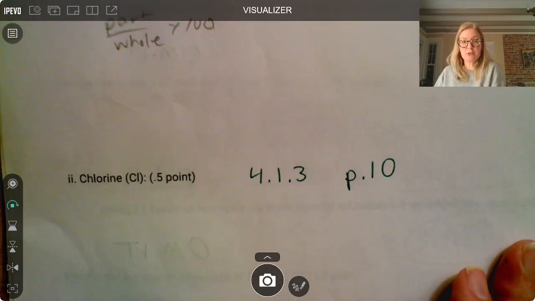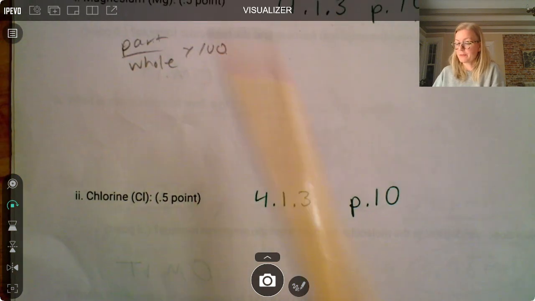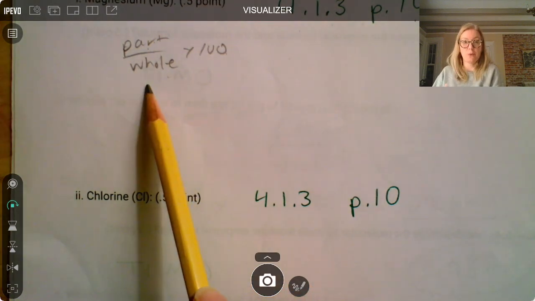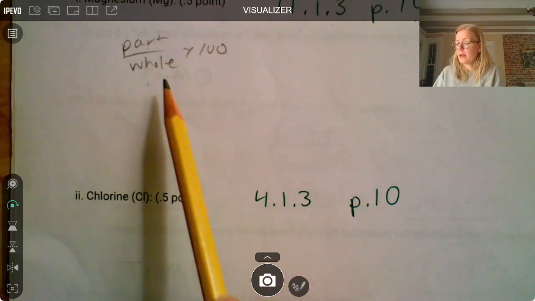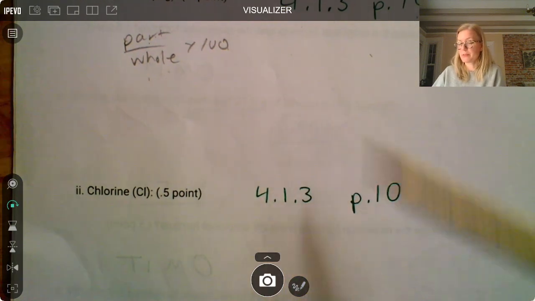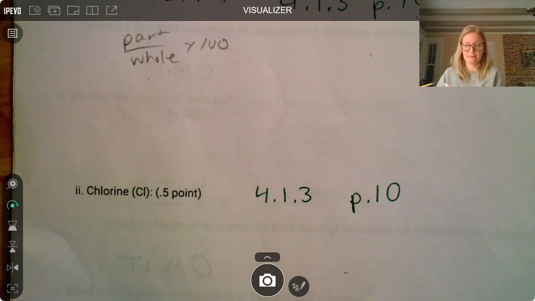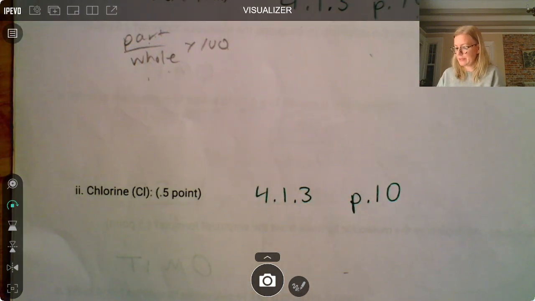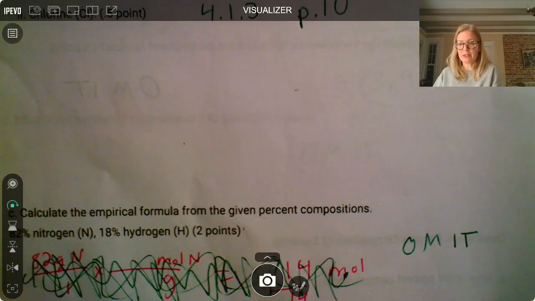And then for part 2, you do it for chlorine. So the part for chlorine will be the 2 chlorines added together over the mass of the whole thing again, okay? And then you'll multiply by 100. And your answers to both of those should add up to 100%, okay? So the answer to 1 and the answer to 2 should add up to 100%. For C, you can omit that one.